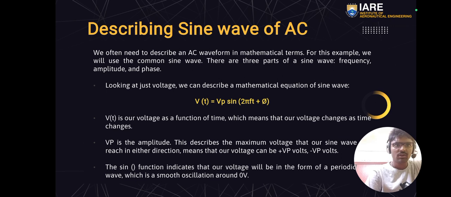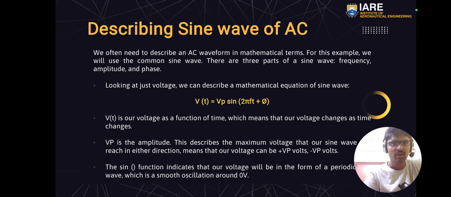So describing the sine wave of alternating current, we often need to describe an AC waveform in mathematical terms. For this example, we will use the common sine wave. There are three parts of a sine wave: frequency, amplitude and phase. Looking at just voltage, we can describe a mathematical equation of the sine wave: V(t) equals Vp sine of 2 pi f t plus phi. This gives us a formula which describes the sine wave of alternating current.